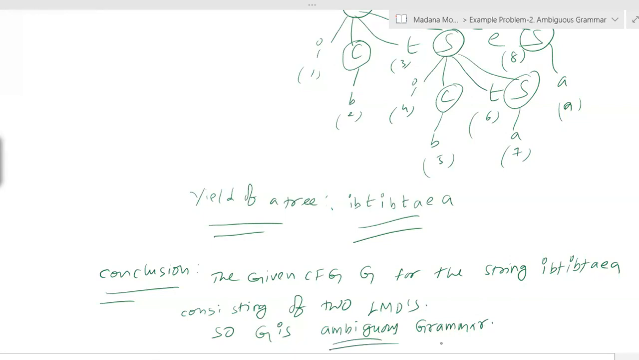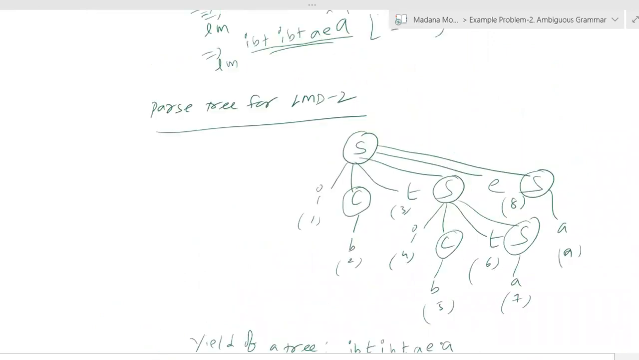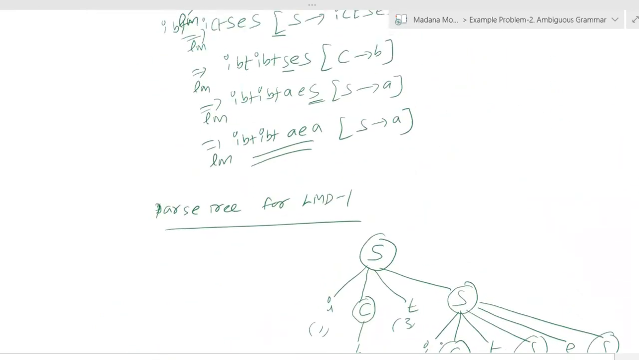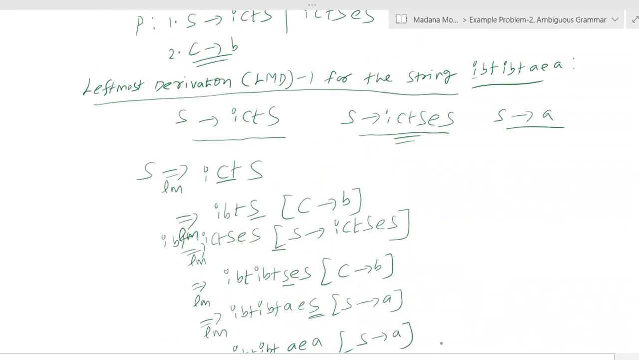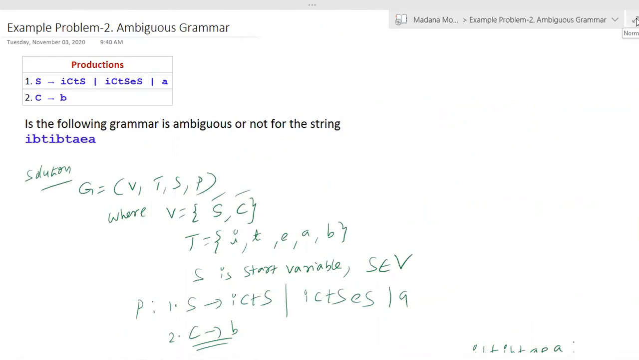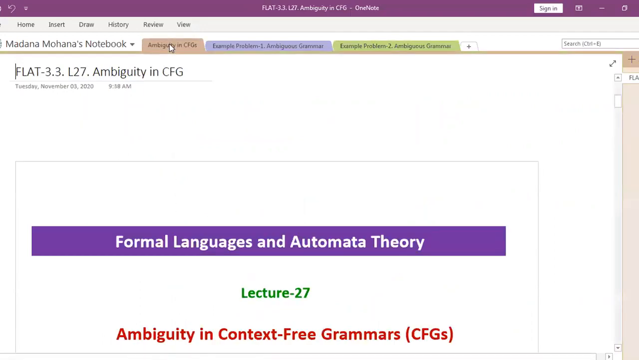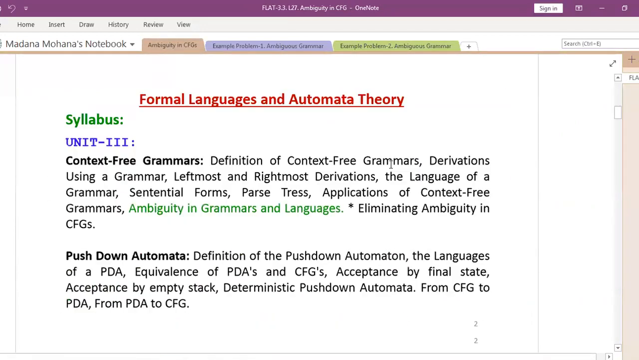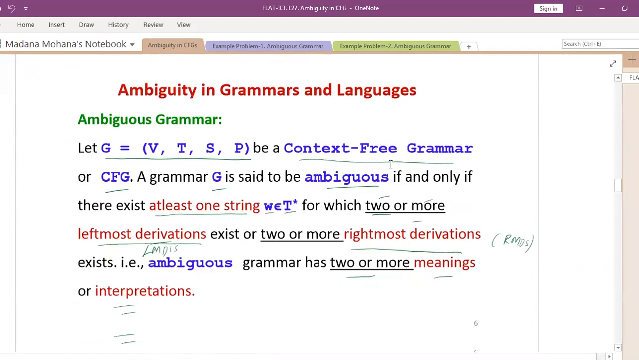Like that, for any given grammar, we can test whether it is ambiguous or not by finding either two leftmost derivations or two rightmost derivations for the same string. For the same string only, this has to be fulfilled. Now we have another practice problem also that you can make as an exercise.